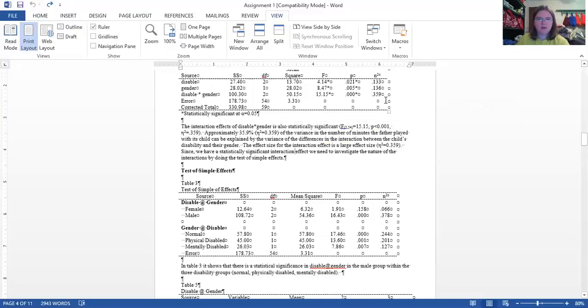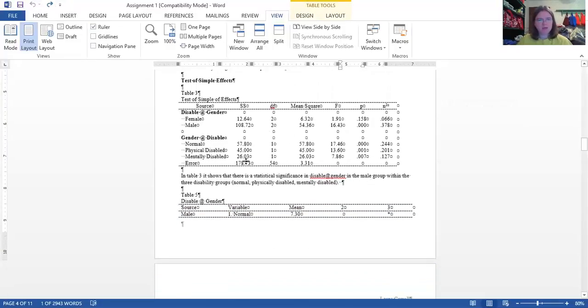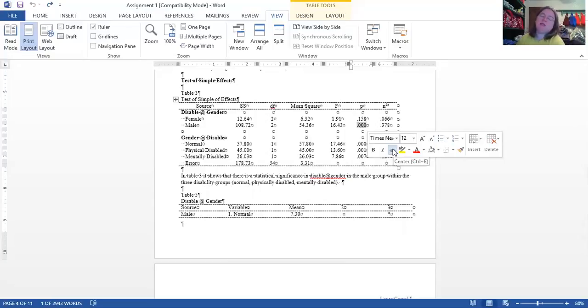So this number, because it's pretty large, we're going to do a test of simple effects because of the significance. So here's our test of simple effects. In table 3, it shows that there's a statistically significant effect of disability at gender in the male group within the 3 disability groups. So here are the 3 disability groups, and only in the male group is there a significance. So what do we do about that?